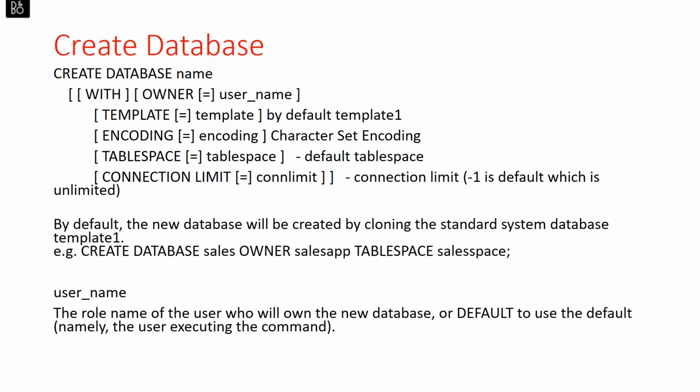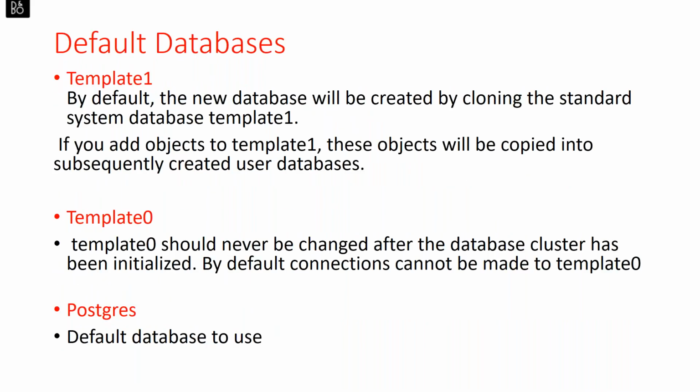Template zero is still untouched, so you still have something to rely on. In the future, if I want to create a blank database, then I can create it from template zero, because template one may already have some data, and you don't know what that data is. So if you want to create a blank database, you can use template zero. That is the purpose of having two templates. Template zero is a read-only database, so you cannot go ahead and make changes in it.